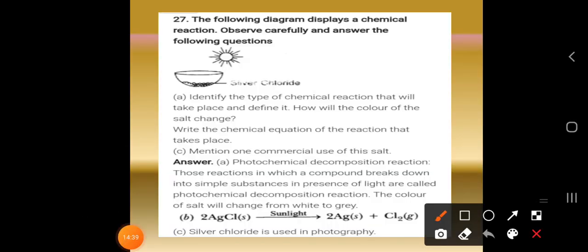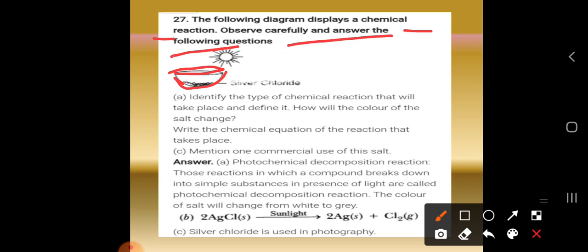Okay, it is very easy as well as a little bit confusing also. The following diagram displays a chemical reaction. So some reaction is going on here, but we have to analyze which type of reaction it is. So you have to observe carefully and answer the following questions. You can observe here a dish is kept in the sunlight. In the dish, the substance given is silver chloride.